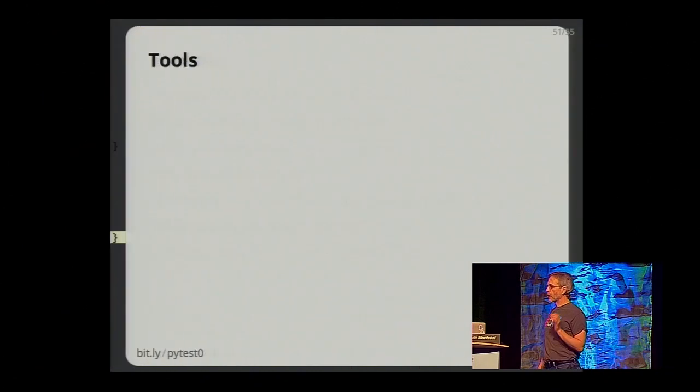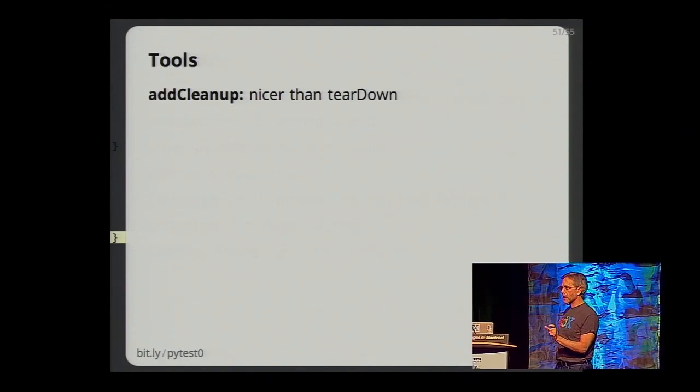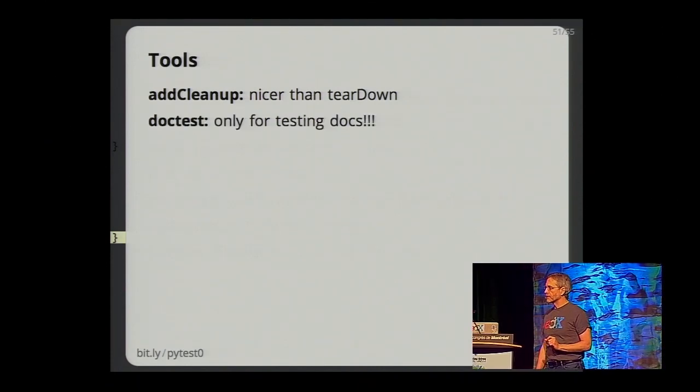Testing is a big topic, but I wanted to give you pointers and plant some words in your head about some other things. Add cleanup as a method on unittest.TestCase objects, which is a nicer way to do things than teardown. Doctest is another thing you'll hear about in the standard library. Only use it for testing code that's already in your docs. If I hear about any one of you using doctest for anything else, I'm going to be mad because we've spent a lot of time here together, and I expect you to listen to me.